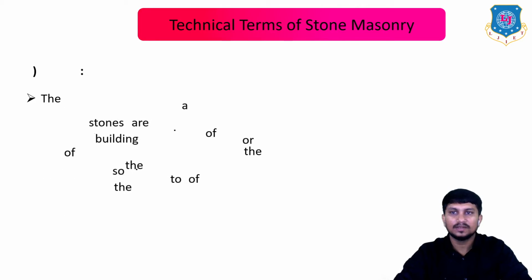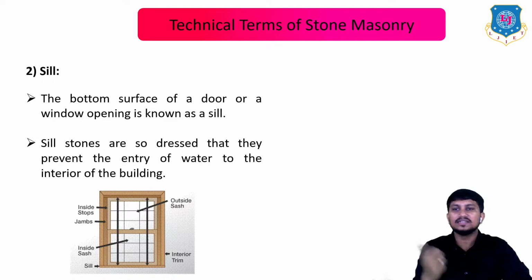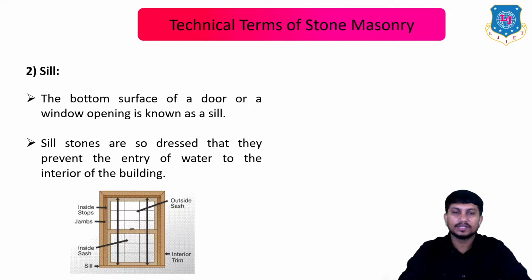Second term is sill. You can clearly see sill in this figure. The bottom surface of a door or window opening is known as sill. Sill stones are so dressed that they prevent the entry of water to the interior of the building, and also give support to the window frame or door frame.